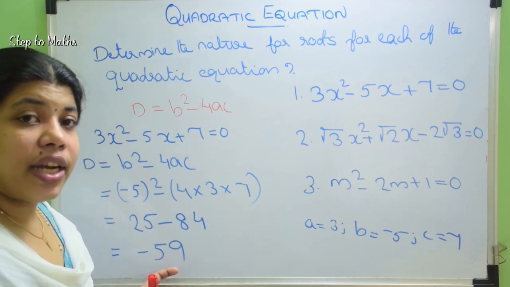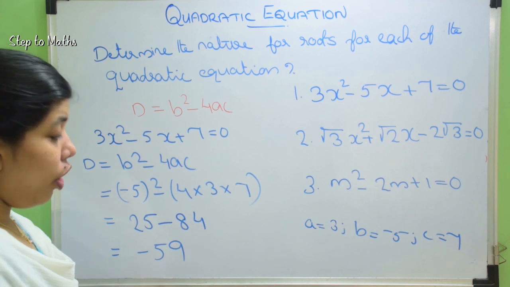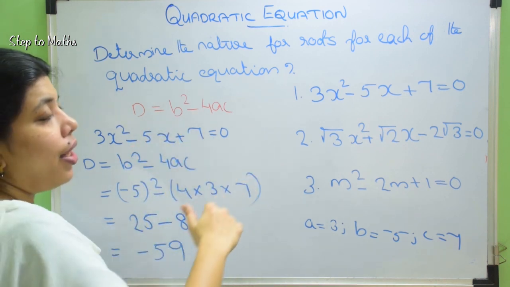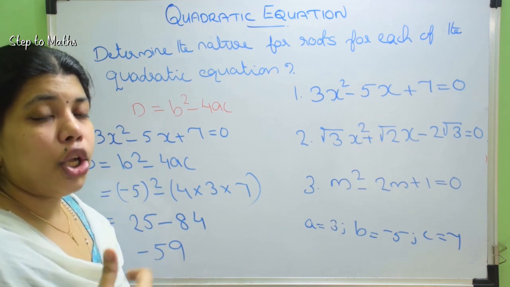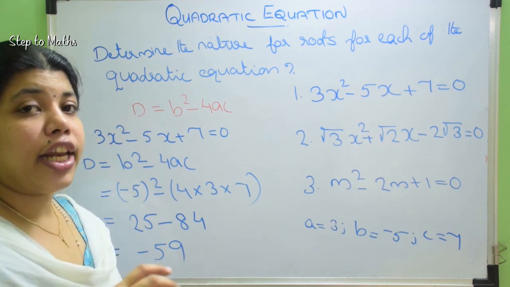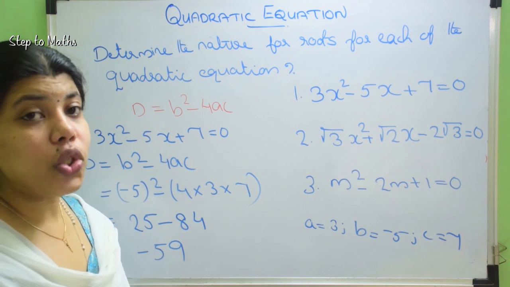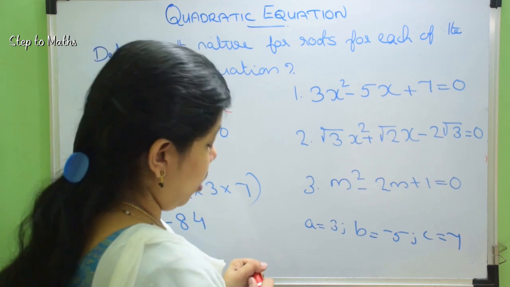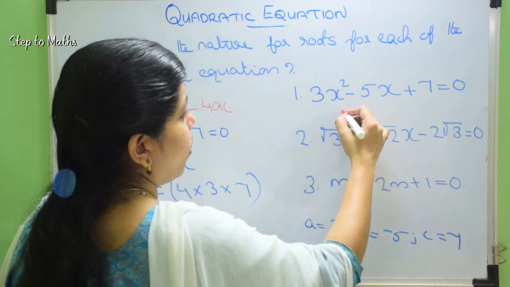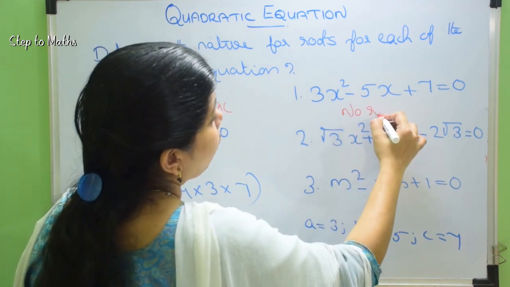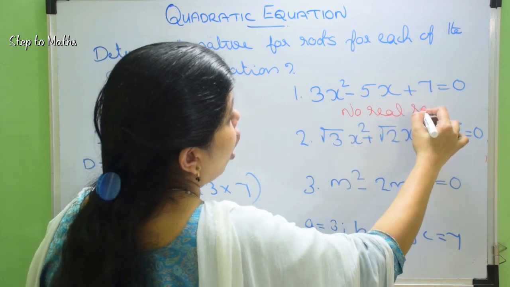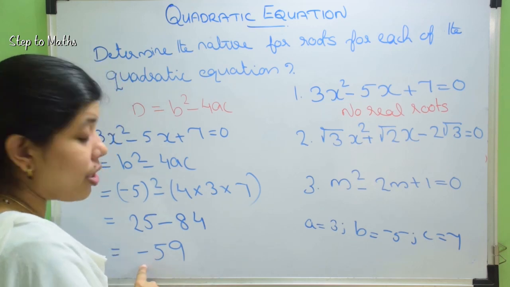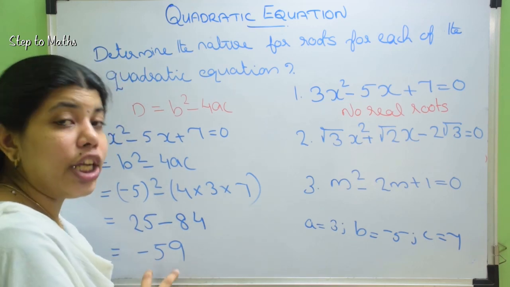That means it is a negative value. If the value of the discriminant is negative, the nature of roots is that there are no real roots for that quadratic equation. So for this quadratic equation, no real roots, because the value of the discriminant is a negative value.